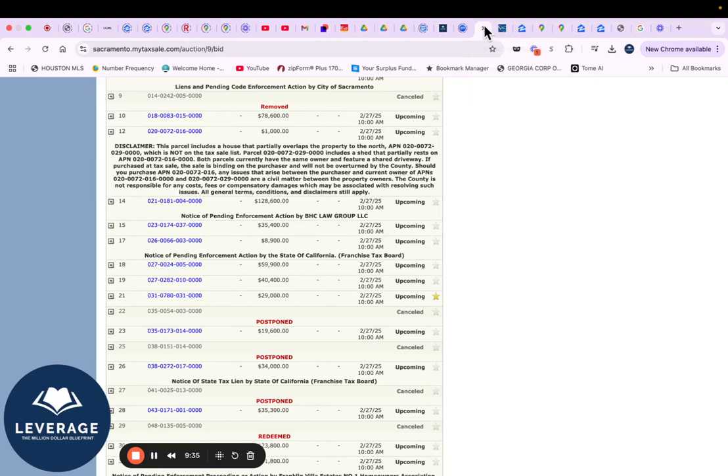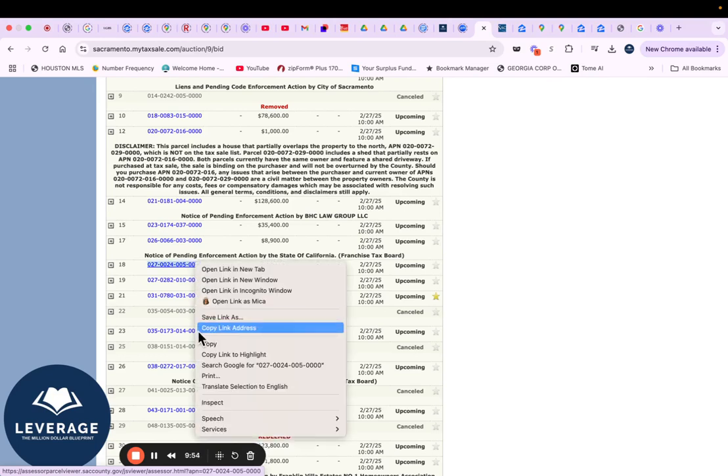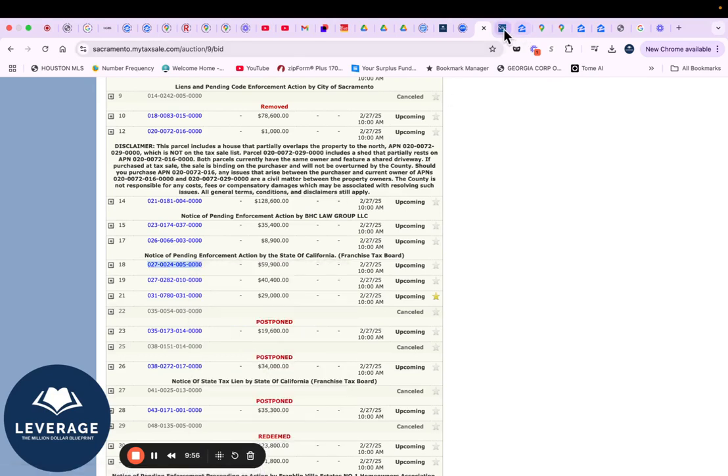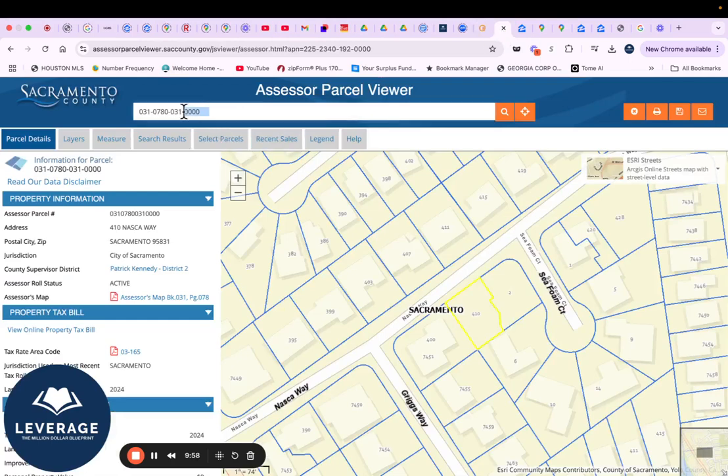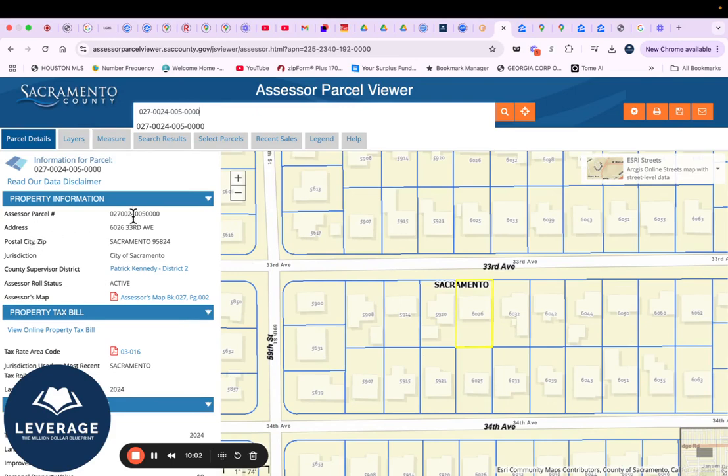So let's just go and look at another one. I feel like Sacramento has some really good ones. Let's start with this one. And by the way, guys, sometimes these may get postponed or they may get redeemed, so you've got to look at a lot of them. So I'm going to copy this one and put in the parcel number so I get the address. This one's on 33rd Avenue.